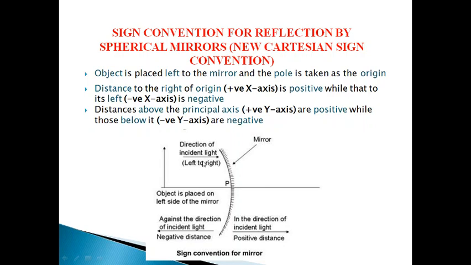and all the distances parallel to the principal axis are measured from the origin. What is the origin? The pole of the mirror is the origin. So all the distances will be measured from this point. Okay. Now see, next is all the distances measured to the right of the origin. ये right side है ना? So all the distances measured to the right of the origin are taken as positive.